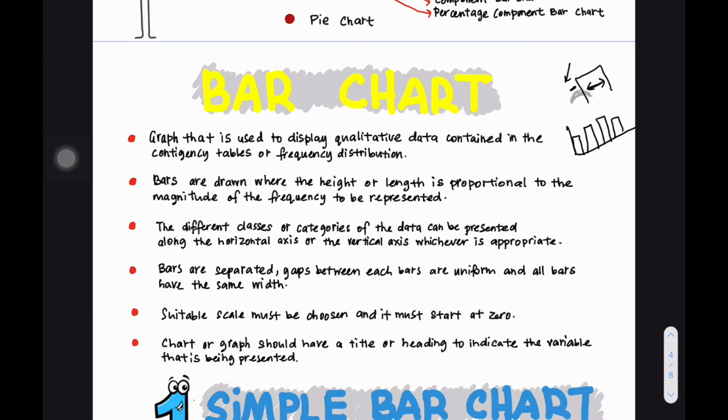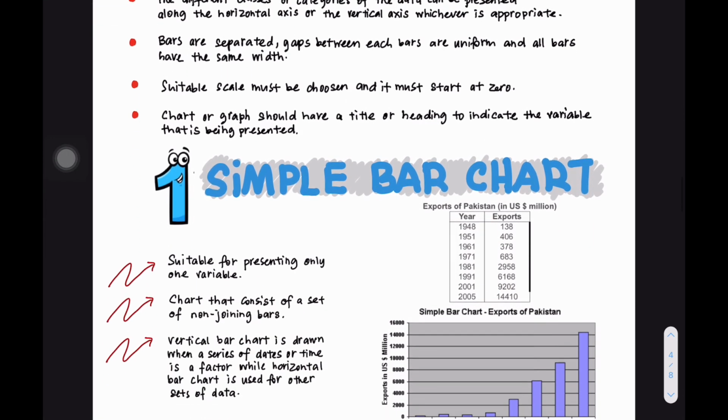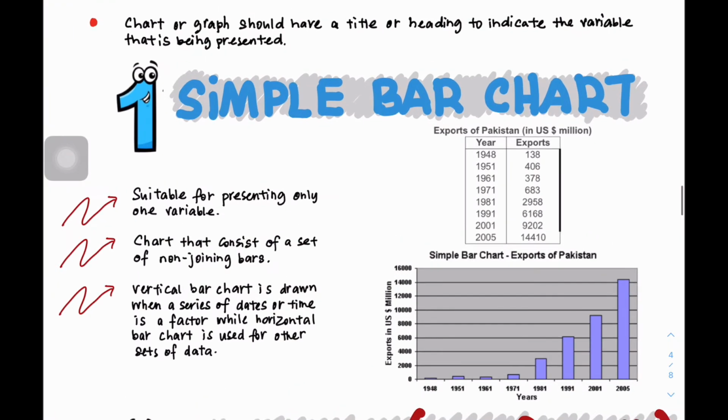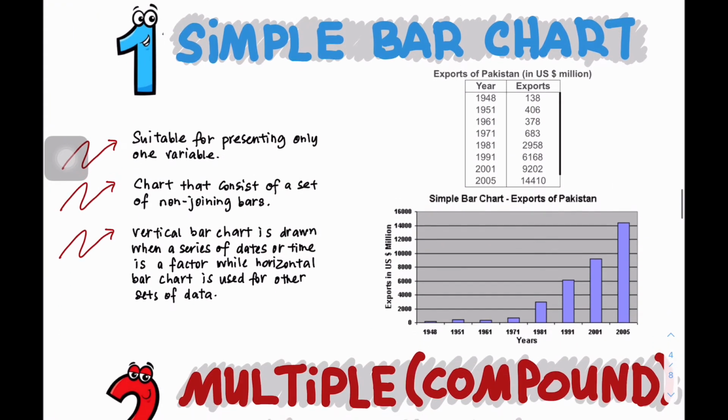The important thing you must remember is that in a bar chart, the gaps between bars must be the same, and the width of the bars must also be the same. Alright, we want to see the first bar chart, which is the simple bar chart. Okay, so what is the simple bar chart? The simple bar chart is suitable for presenting only one variable. If we only have one variable, we use a simple bar chart.